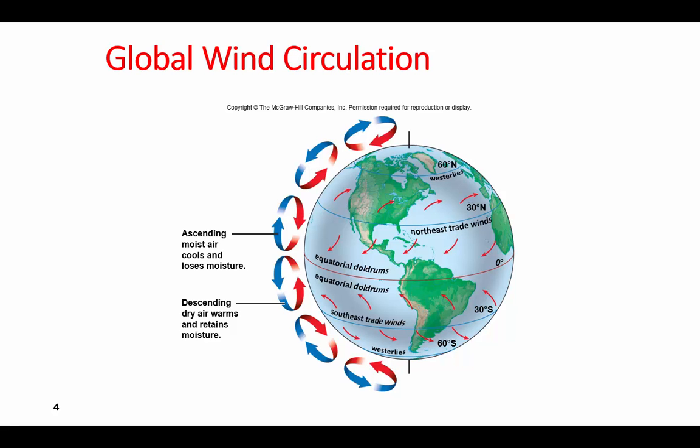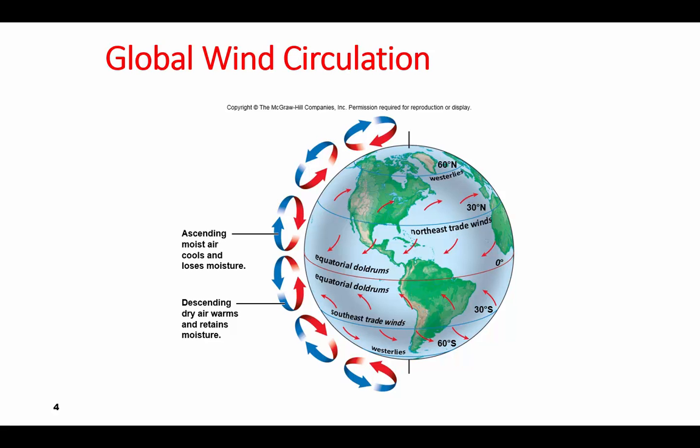Now looking at global wind circulation, this brings us to objective 2. Describe how global air circulation patterns and topography help produce various patterns of temperature and rainfall that determine the Earth's climate. Well, when you look at this, remember, air ascends and descends. And the reason this happens is because the Earth rotates on its axis.